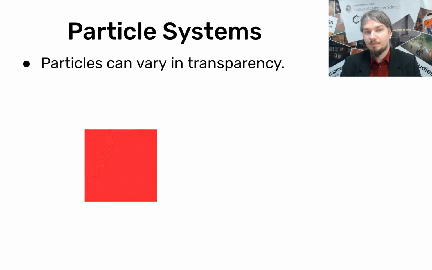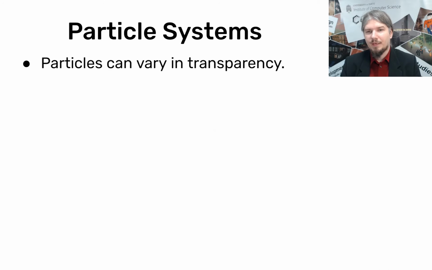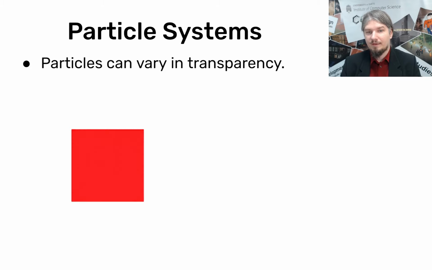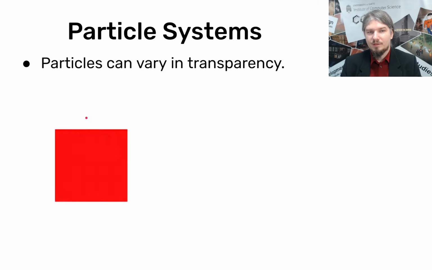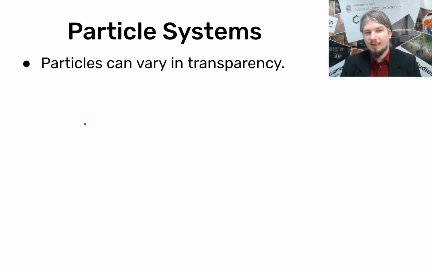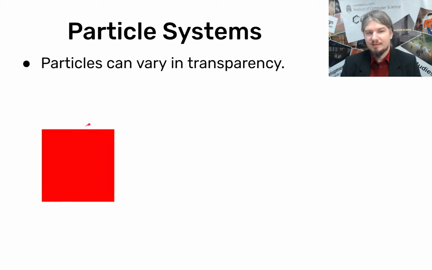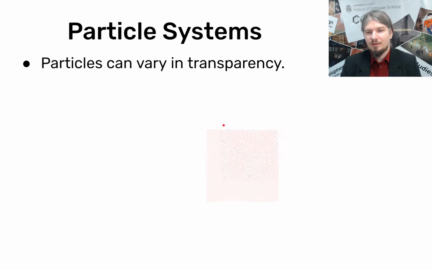Now when we talk about particles, particles have different parameters or properties, and you can add different ones. For example, one could be the transparency. So when a particle spawns, it can be fully red, but as time progresses, it can vary in transparency. Of course, it can also move, so it has some velocity, it moves to a different position, it could also change in color or do all sorts of different effects.